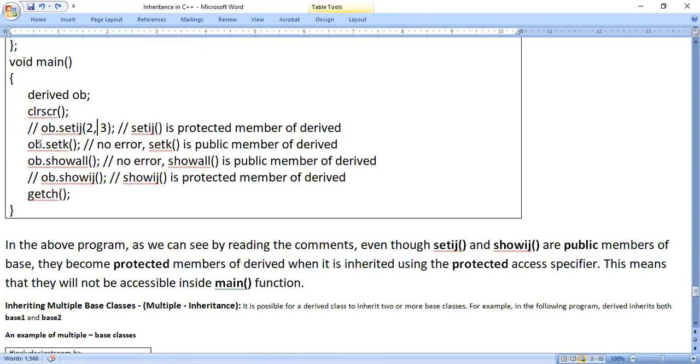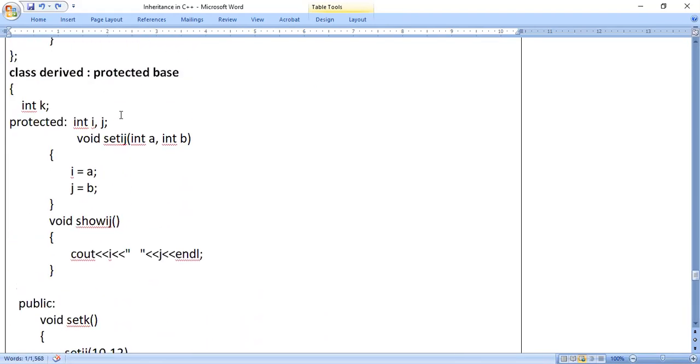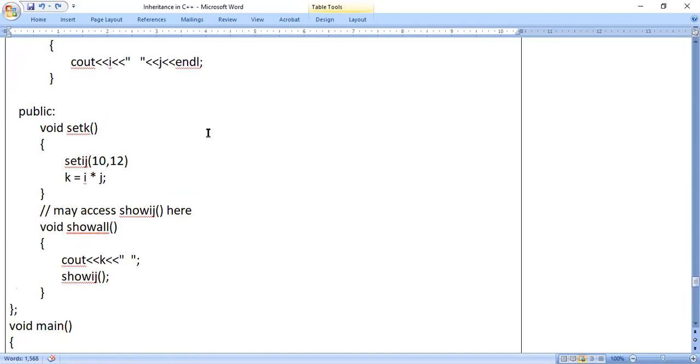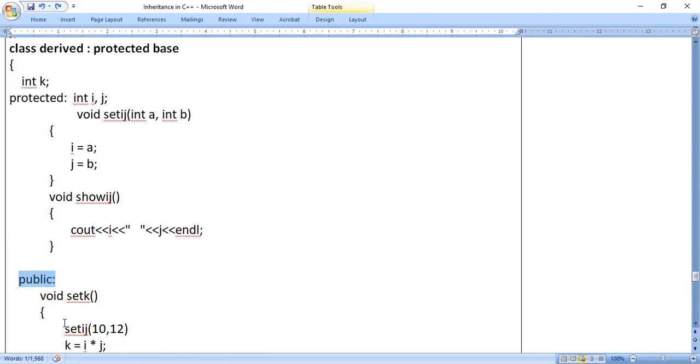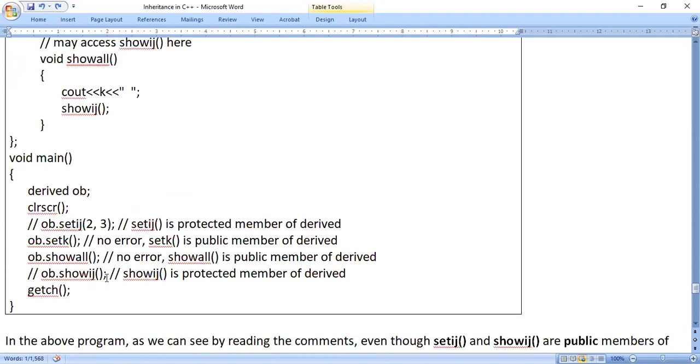Why? You see, the ob object belongs to the derived class. The set k function also belongs to the derived class. Set k belongs to the derived class only and it is in the public section only. It is not in the protected section. And it has not come from the base class. It belongs to this particular derived class only. It is its own. So it will not get an error. Set ij has come from the base class, and when it comes from the base class into the derived class, its status is changed to protected. Because its status is changed to protected, it cannot be accessed in the main function.